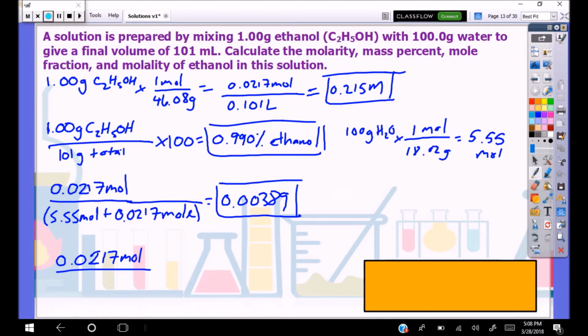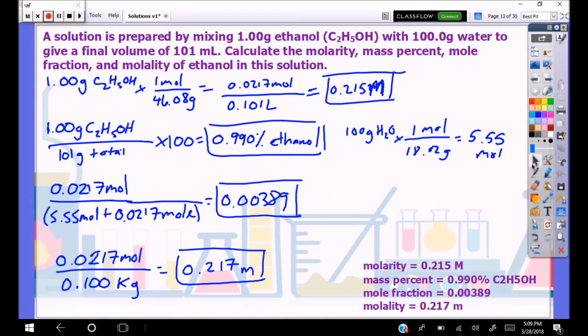Well, if you remember, there were 100 grams of water, which is the same as 0.100 kilograms, right? So 100 grams is 0.1 kilograms, and we get 0.217. And we're going to use little m for molality. Capital M is molarity. Little m is molality. Okay, and we're done. And that matches up with everything that I had here, so we're good.